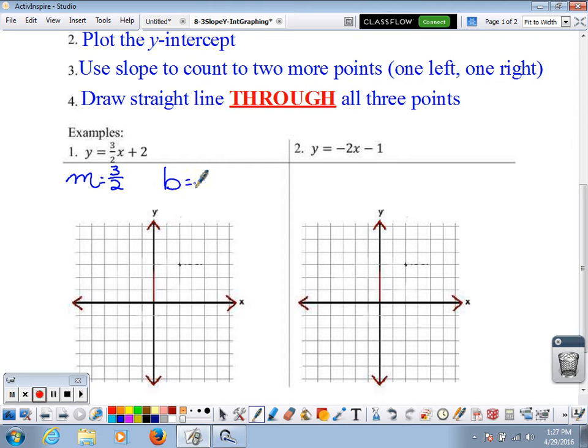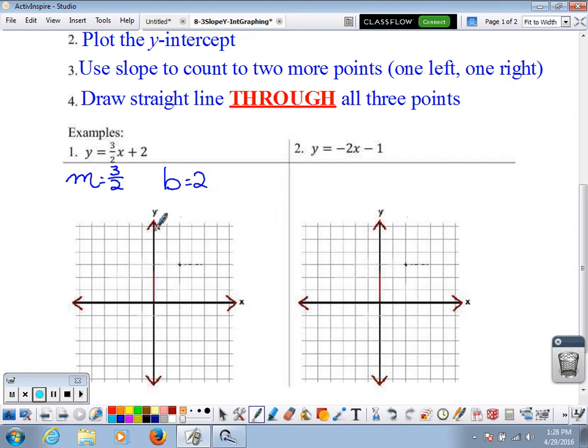B, the y-intercept, is the constant term, the number that gets added at the end. In this case, 2. So we've identified our slope and our y-intercept. We've clearly written it down. We're not circling, we're not underlining, we're writing down what the variable is and what number it represents. Okay, then we're going to go ahead and plot that y-intercept.